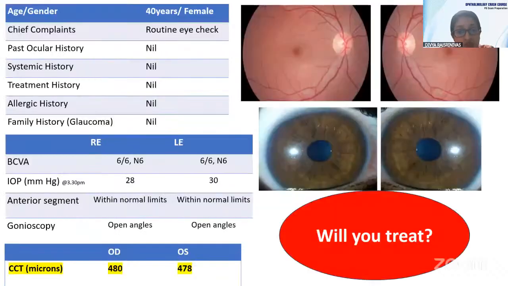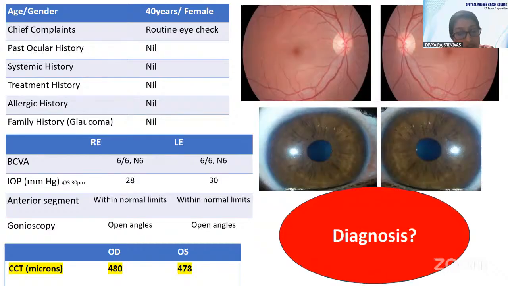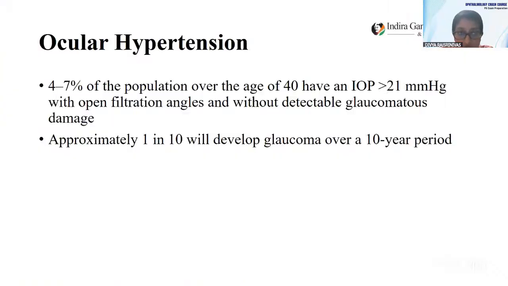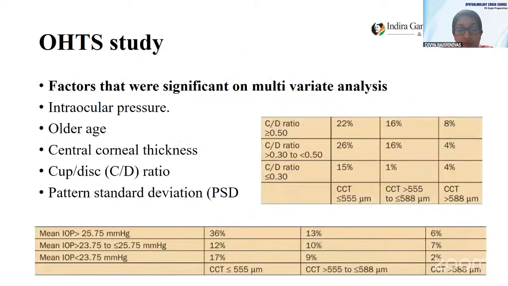So now, will you treat this patient? Yes. What is the diagnosis? It's a case of ocular hypertension. Ocular hypertension is a condition which affects at least 4 to 7% of the population over 40 years of age, characterized by only raised intraocular pressure without any glaucomatous damage. For this, you have to know about the OHTS study, which describes the risk factors that cause conversion into primary open-angle glaucoma.